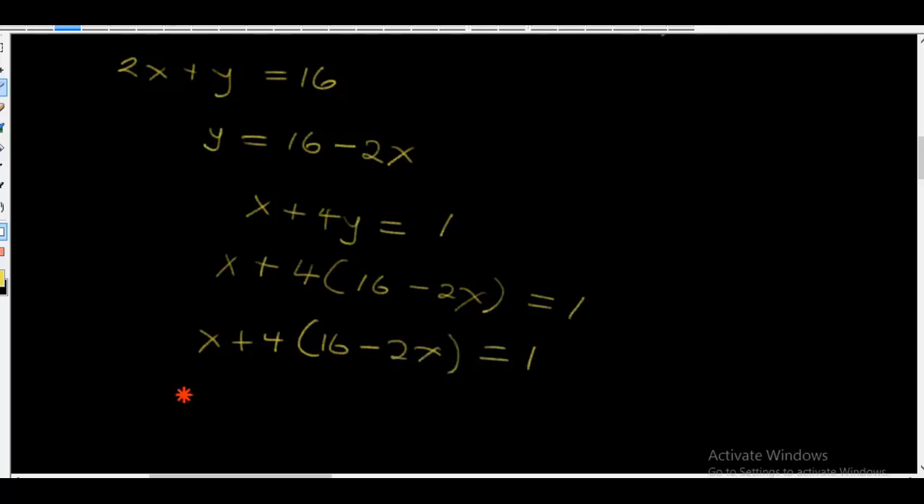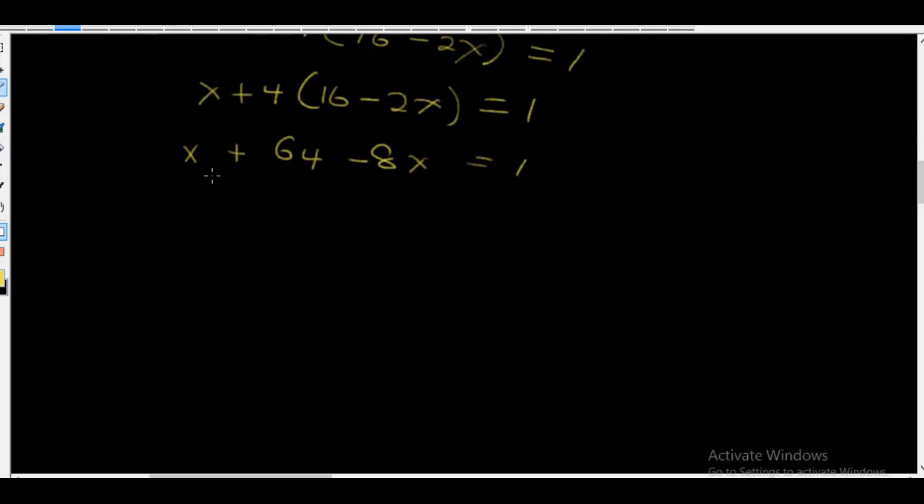So 4 times 16 is equal to plus 64. 4 times minus 2x is equal to minus 8x. Then is equal to 1. Alright, so we have x plus 64 minus 8x is equal to 1. So bring the like terms together. The like terms here are x minus 8x, is equal to 1 minus 64.